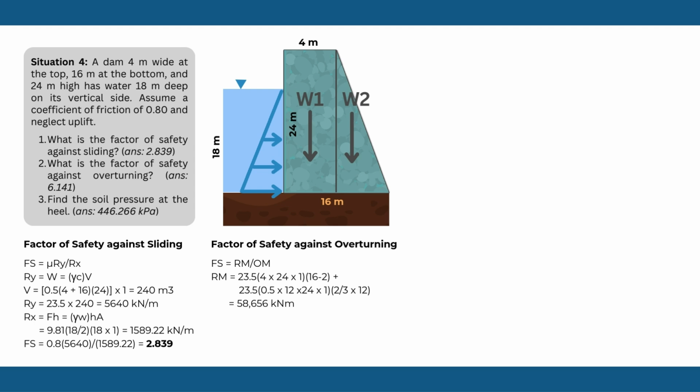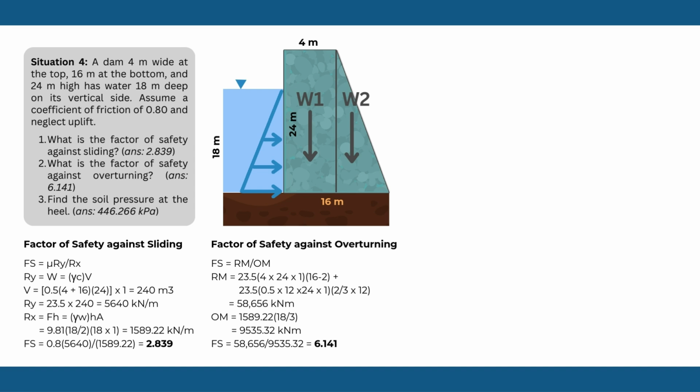Next naman, para sa overturning moment, ang usual distance lang naman ng hydrostatic force na applied sa isang rectangular area is just 1/3 of the height from the base. So multiplying 1,589.22 kilonewtons by 1/3 of the water depth na 18 meters, we will get 9,535.32 kilonewton meters. With that, pwede na natin makuha yung factor of safety against overturning, which is just 58,656 divided by 9,535.32 equal to a value of 6.141.